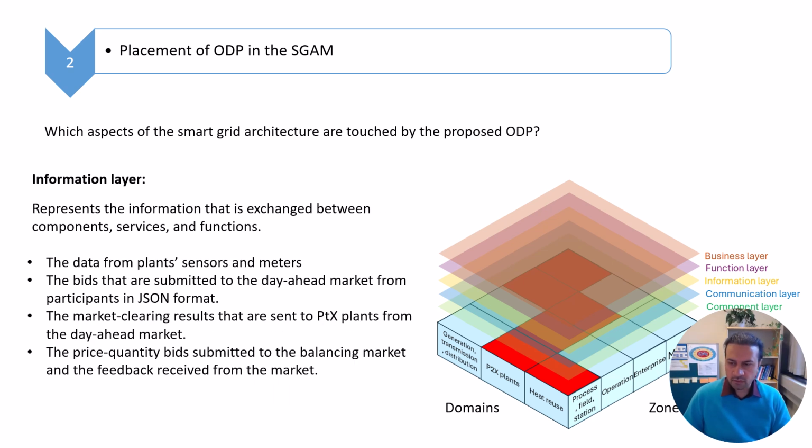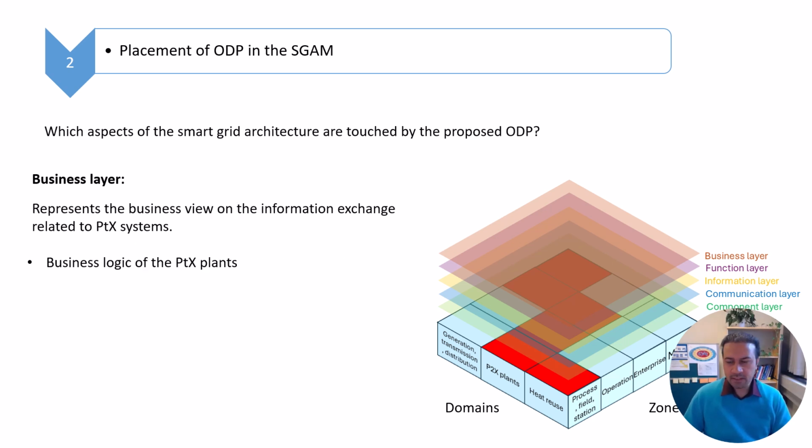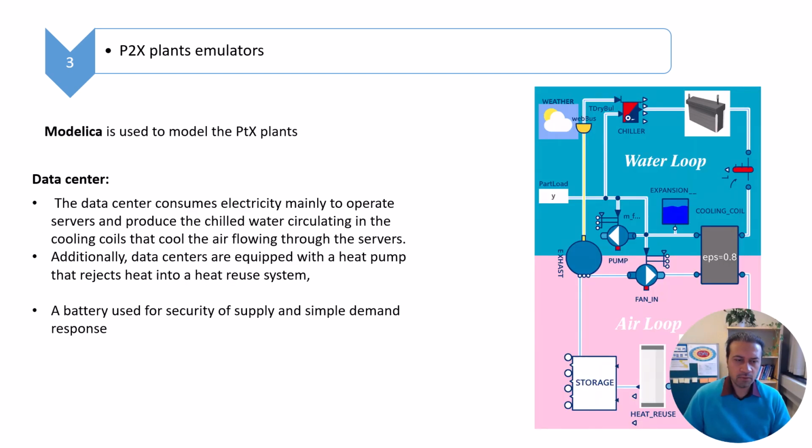With the information layer, we would work on the data from the sensors and meters, the bids submitted to the markets, what we receive from the markets, and also the prices and powers that accepted for these plants from the market. And the function would be focused on the functionality of these plants, the models, the optimization, and participation in the market. And the business layer also, as I mentioned before, would be focused on the business logic of the power to X plant.